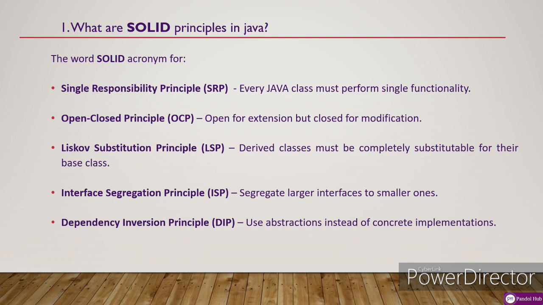The word SOLID is an acronym that stands for different responsibilities. The first one, S, stands for single responsibility principle. This states that every Java class must perform a single functionality. What does that mean? When we develop an application, we may need to write n number of classes. We need to make sure that each and every class depicts only a single functionality instead of more functionalities being combined together in a single class.